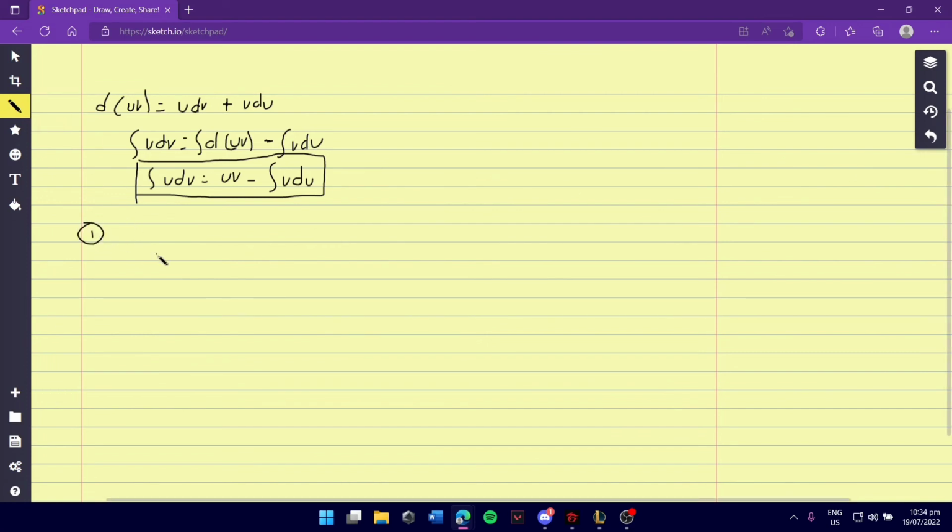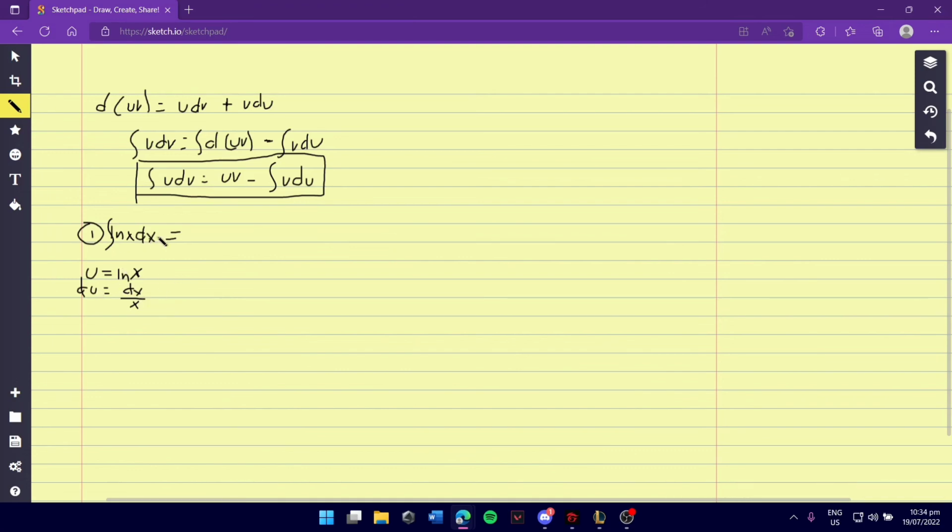Our first example here is the integral of ln x dx. So by using the formula, we will first find our u. So u is, let's say, ln x. And the derivative of ln x is dx over x. This is also 1 over x dx.